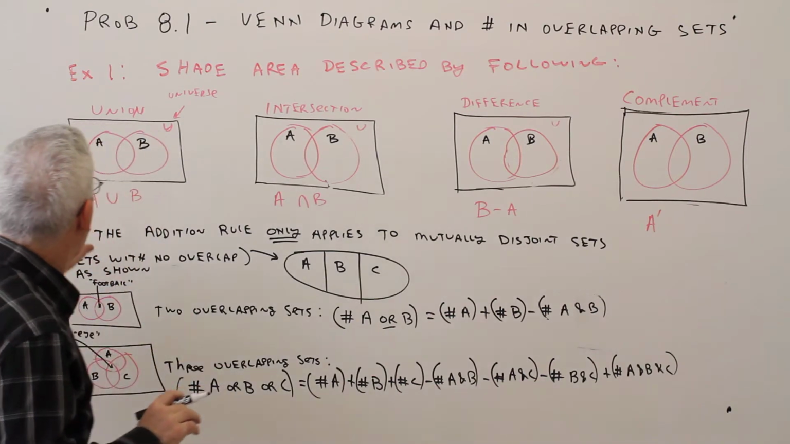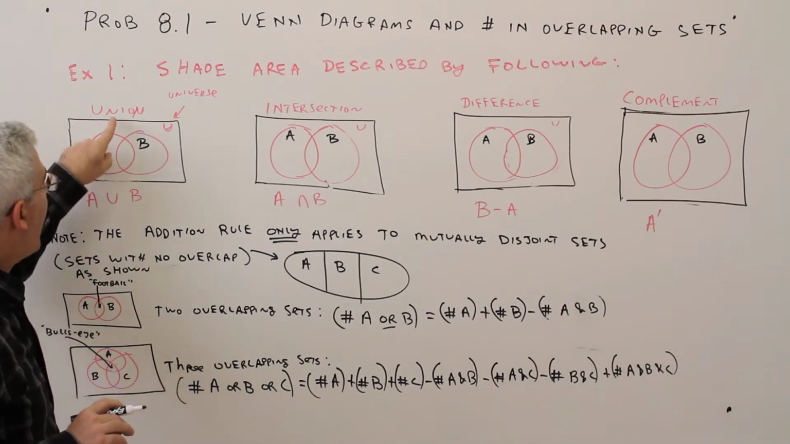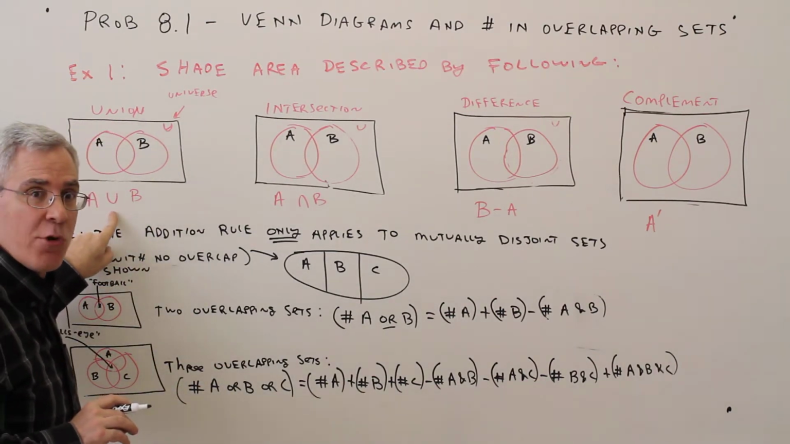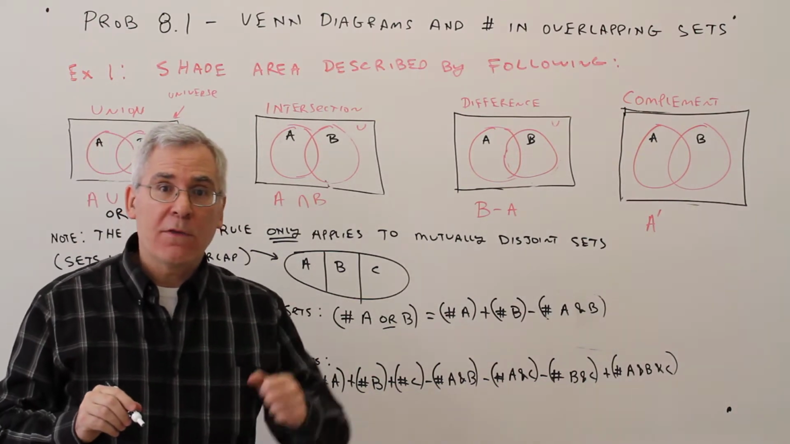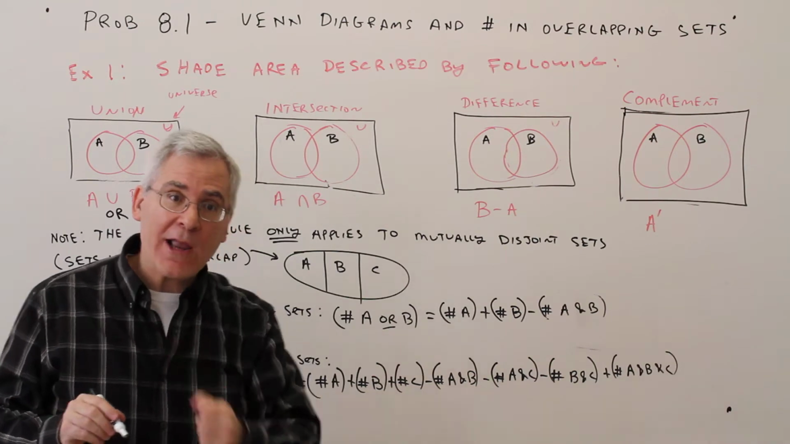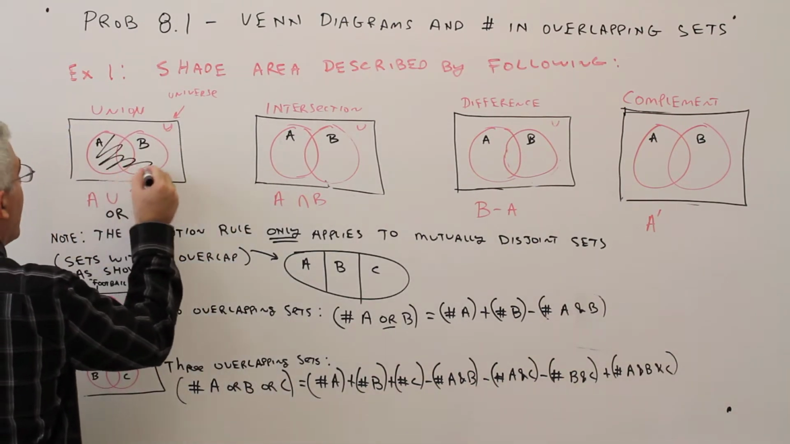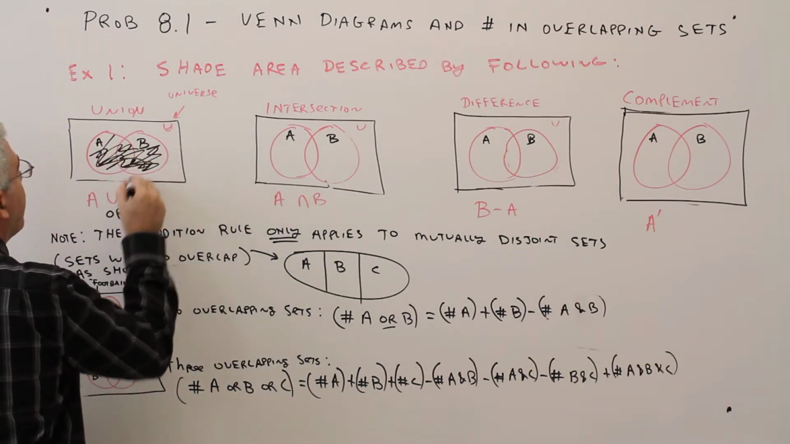All right, so over here, I've got union, A union B. That union means the word or. So I could be in set A or I could be in set B. So that shading would look like that.